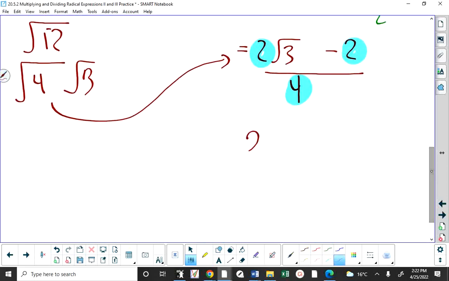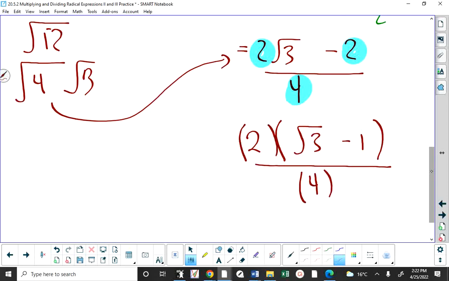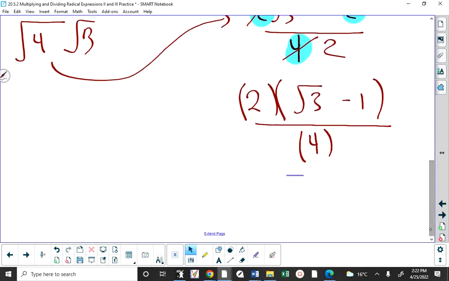is if I factor a 2 out of the numerator, I'm left with root 3 minus 1. It's over 4. Well, now we have coefficient over coefficient. The 2 on the top and the 4 on the bottom cancel, leaving me with 1 over 2, which is what you would get if you did this. You'd get root 3 minus 1 all over 2. And that is as simple as it gets.